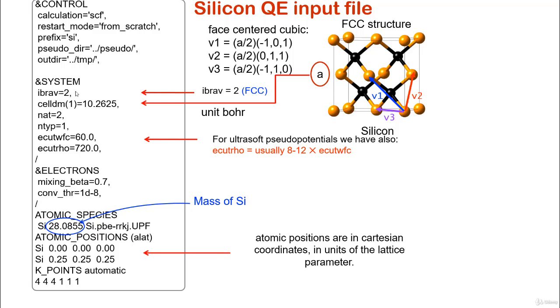ibrav equals 2, which means FCC lattice. The side of the cube is 10.2625 Bohr. That defines as celldm(1). We note that our pseudo potential is ultrasoft type. In this case, cutoff energy for density usually is 8 times cutoff energy for the wave function. Also, you can see atomic position here in Cartesian coordinates in units of lattice parameters.